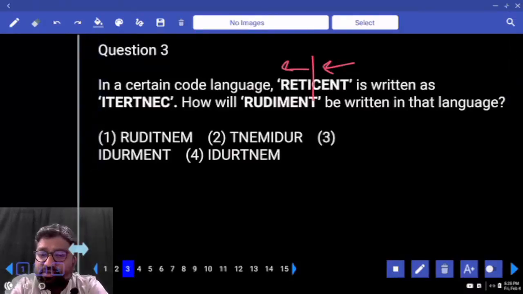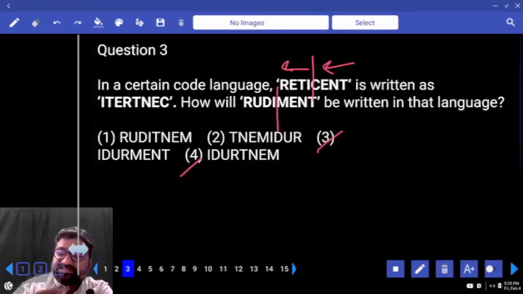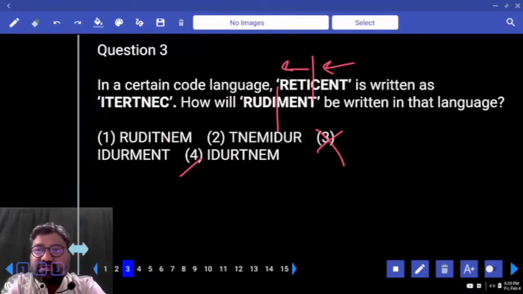So RUDIMENT, RUDI, and the next 4 letters are MENT. If I reverse the first 4 letters, what do I get? IDUR. IDUR, this or this. But the next one is TNEM. Which option is my answer? Fourth option.